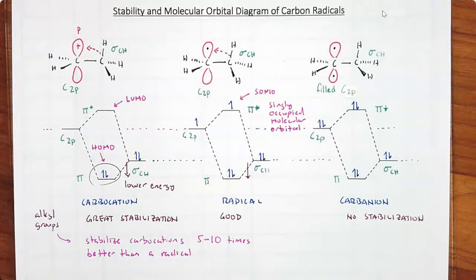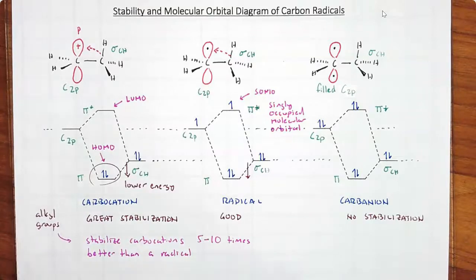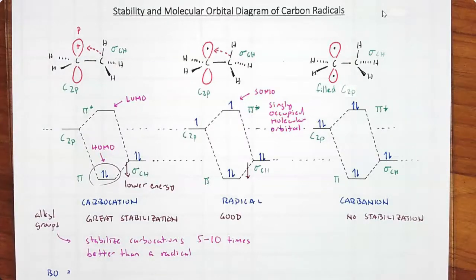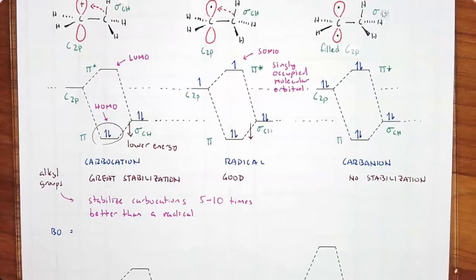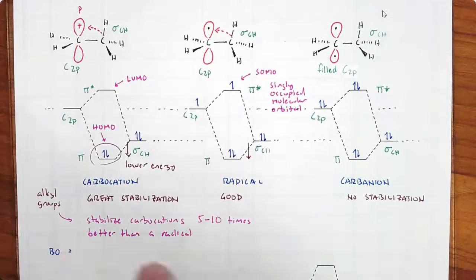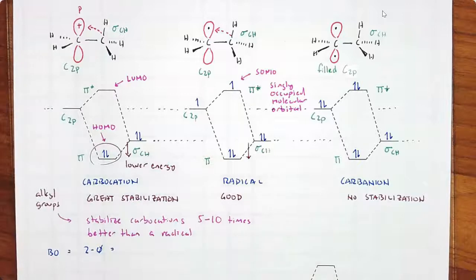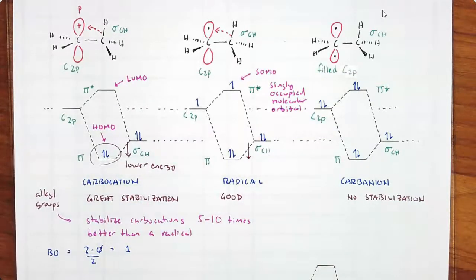Now the last thing I want to talk about before moving on to one more example of these carbon radicals and MO diagrams is bond order. Remember that bond order is the number of electrons in the bonding MO minus the number of electrons in the antibonding MO. So for instance, for the carbocation example, we have 2 minus 0, and we have to divide it by 2. I forgot about that. And that equals 1. So it has a bond order of 1.